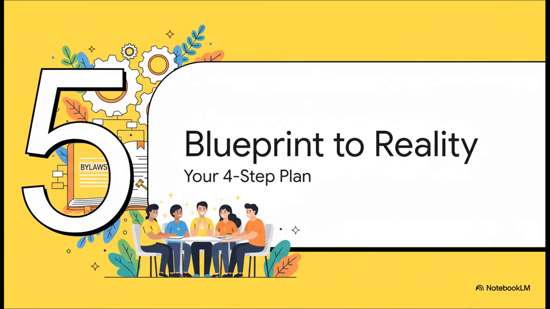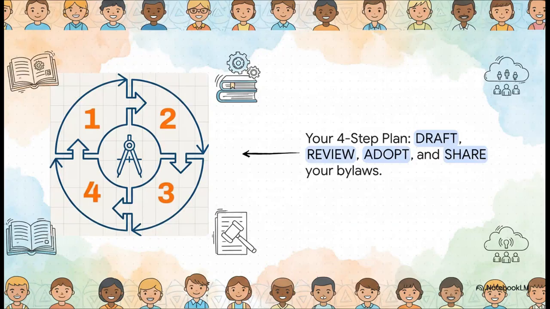So, we have covered a lot of the theory. This next part is all about turning that blueprint into an actual reality. We're going to walk through a simple 4-step plan to create and adopt bylaws that your council can really use. It's really as simple as following these 4 steps.